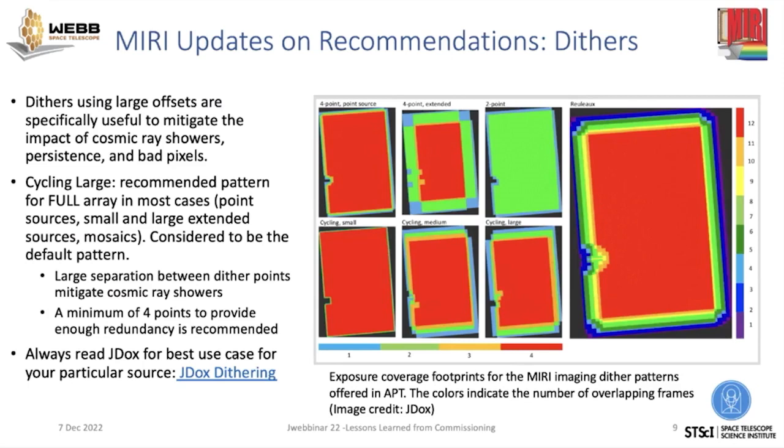And so the pattern that we're recommending now is the cycling large. So you're getting the large dither offsets, but still keeping a good field of view available for you here. You don't want to get rid of that, obviously. And we're recommending this for most cases. So we're recommending it for point sources, small and large extended sources, and mosaics. And we do recommend a minimum of 4 points to provide enough redundancy. And this is just the general recommendation.